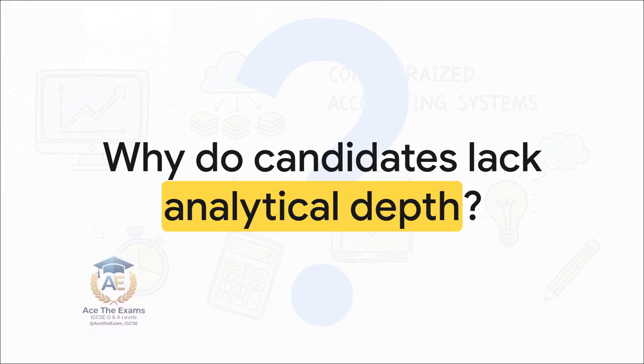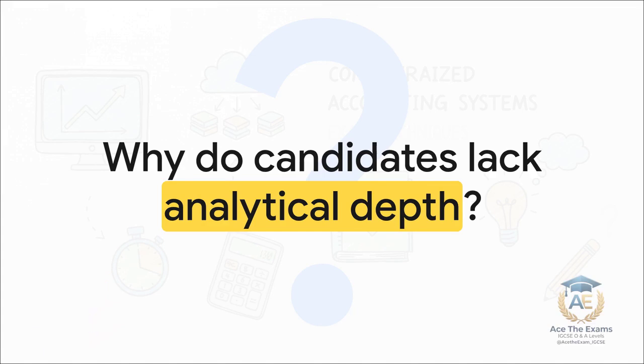Well, examiners heavily, and I mean heavily, penalize superficial breadth. What does that mean? It means brain dumping a massive list of generic advantages, like saying it's faster, it saves physical space, or it's easier to read, is going to severely cap your grade. You could write 2 pages of those bullet points and still fail the question.